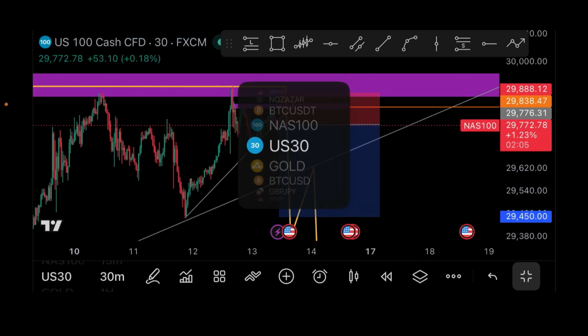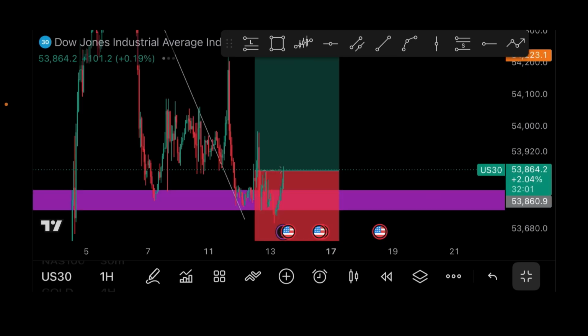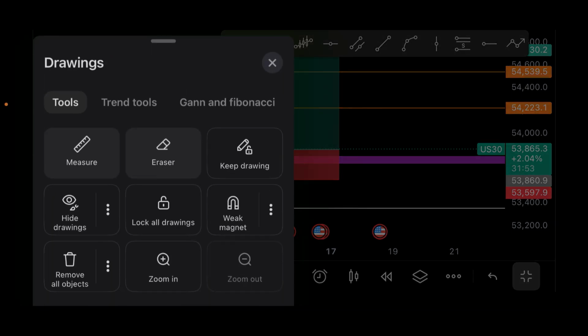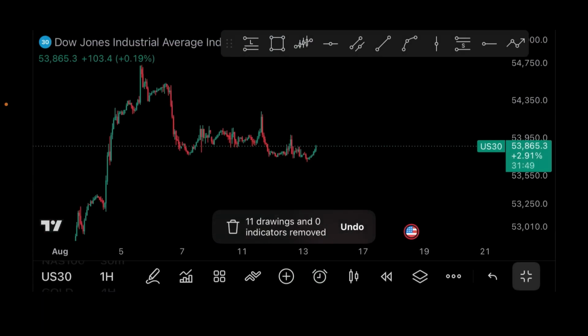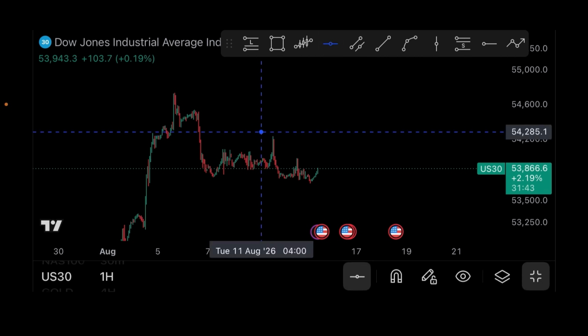Now let's go on US30. Let's go on US30, guys. This is an old analysis, right? So I'm gonna just delete everything. So we will be focusing on the 1 hour time frame. Well, US30 is not that complicated. What I see is, check this out, guys.